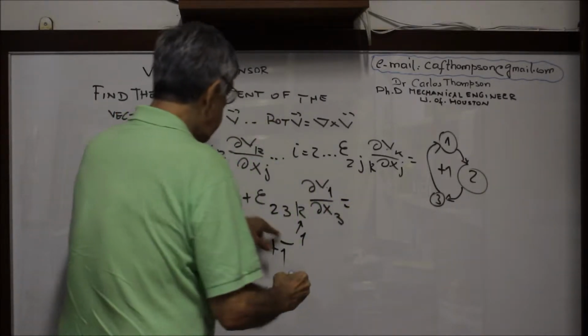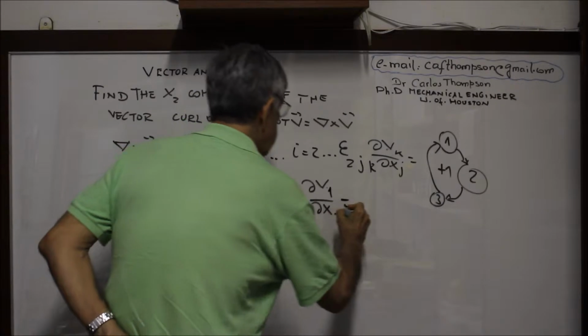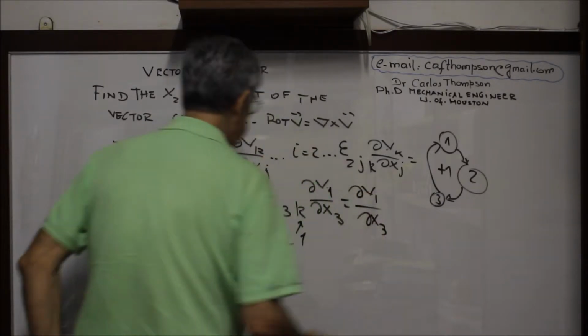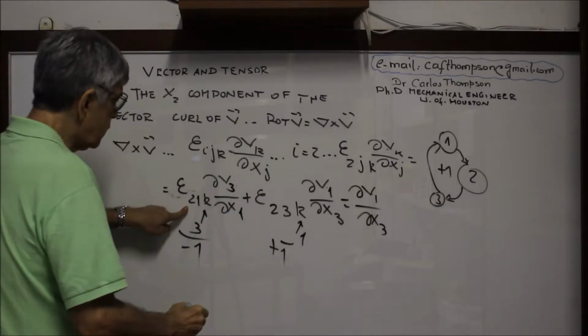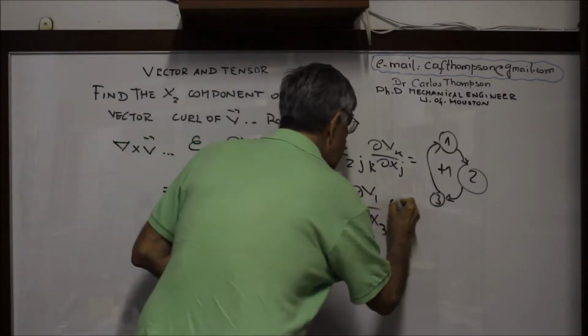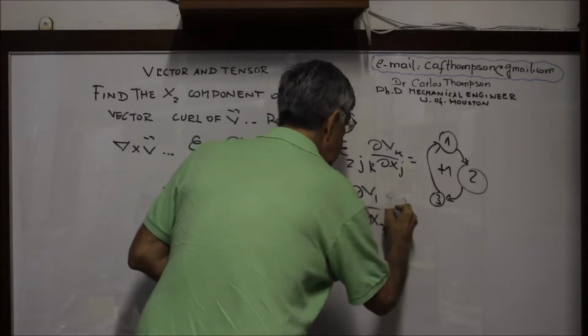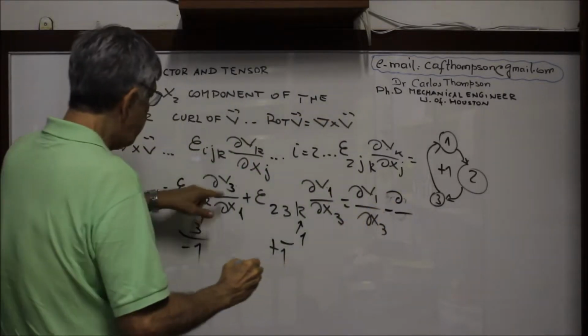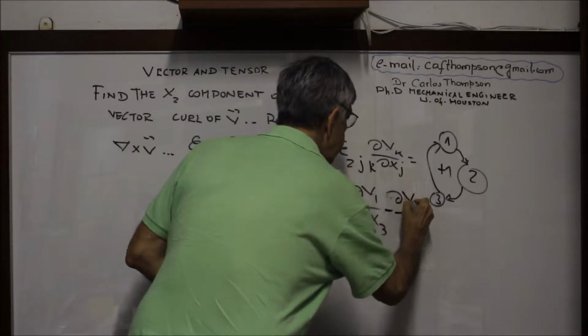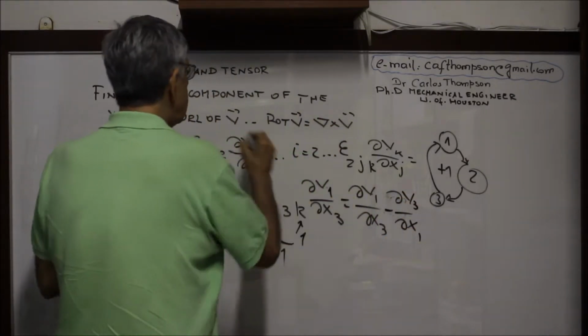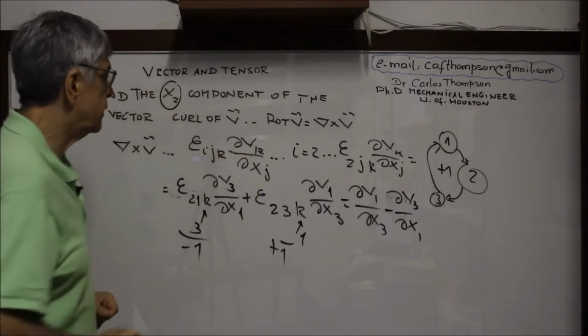So let's write down first this one. It will be partial of v1 with respect to x3, minus partial of v3 with respect to x1. So this is the x2 component.